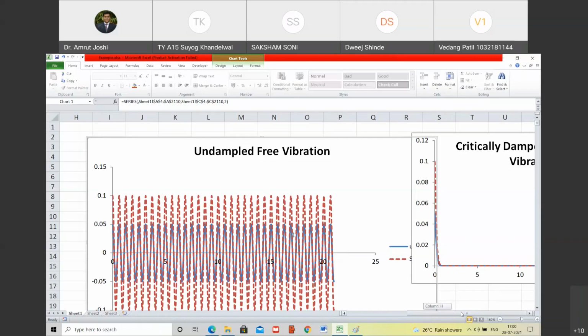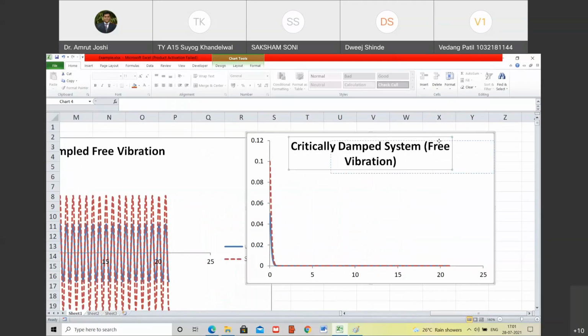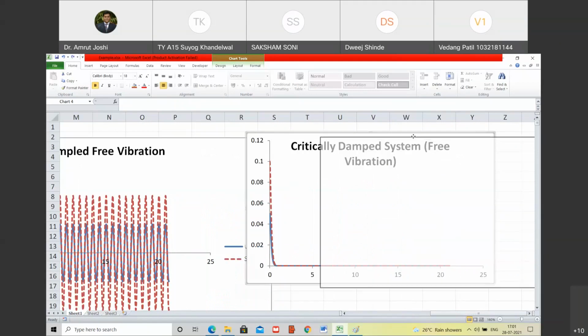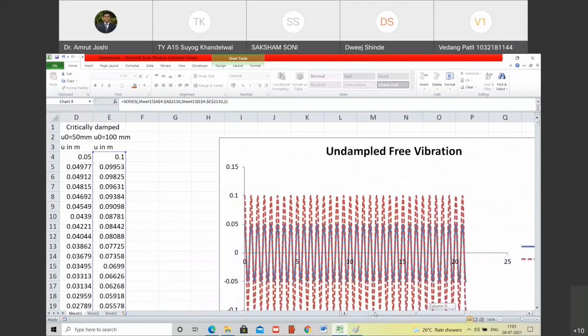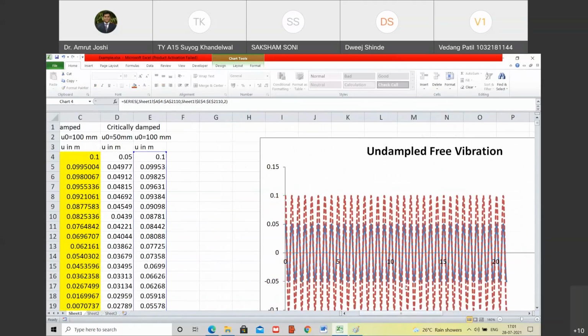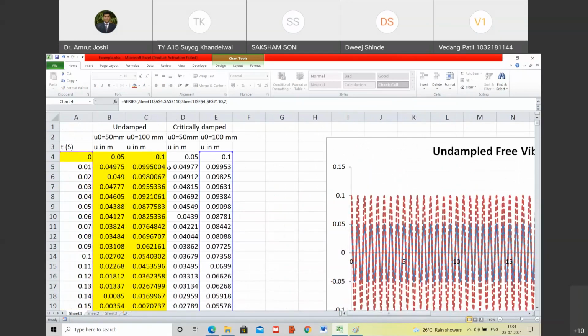Now, as against this, let us do the same exercise. I am going to plot the response of critically damped system. Are you able to see this plot? This red line is the response of a critically damped system when it is pulled towards right by 100 mm. When I click this red line, which column got selected? Column E, which represents the response of critically damped system when the mass is pulled towards right by 100 mm.